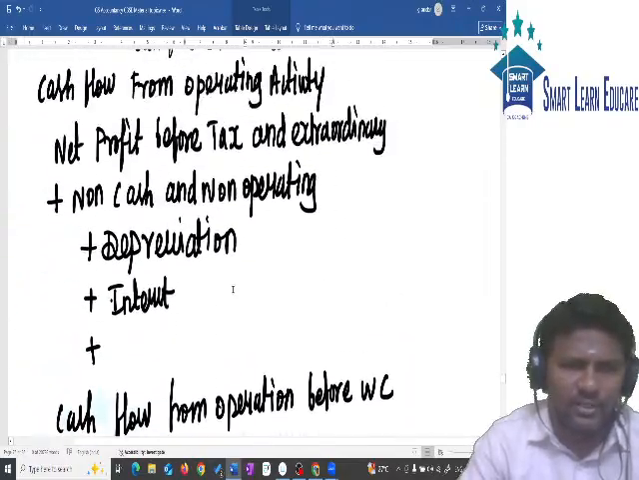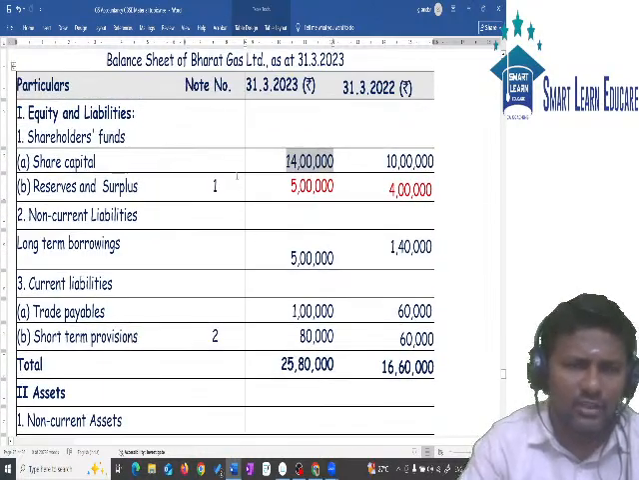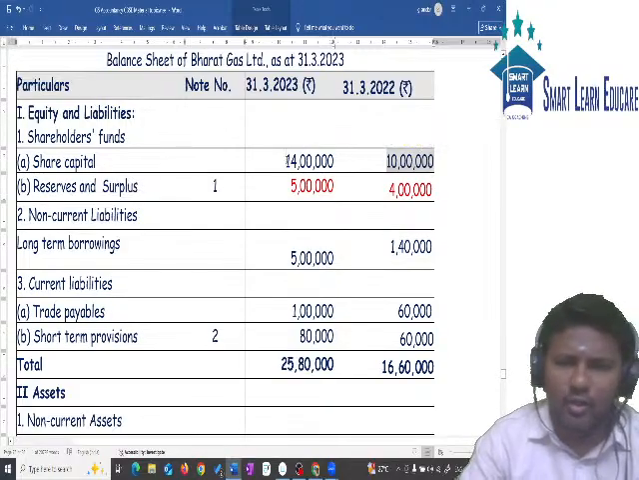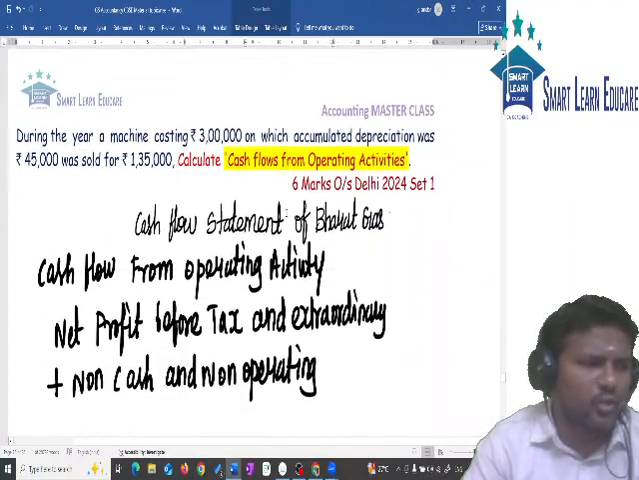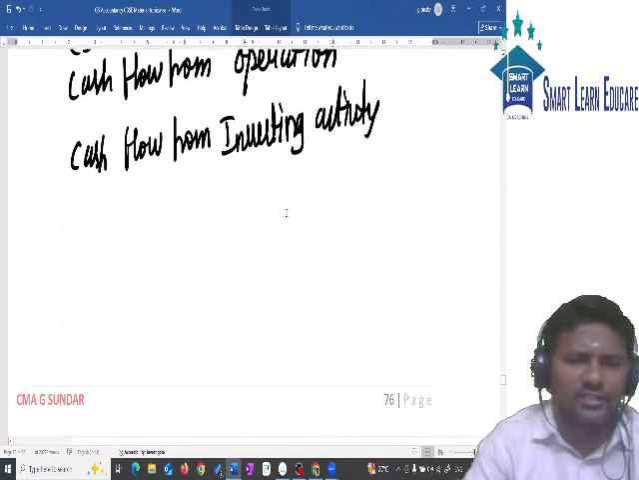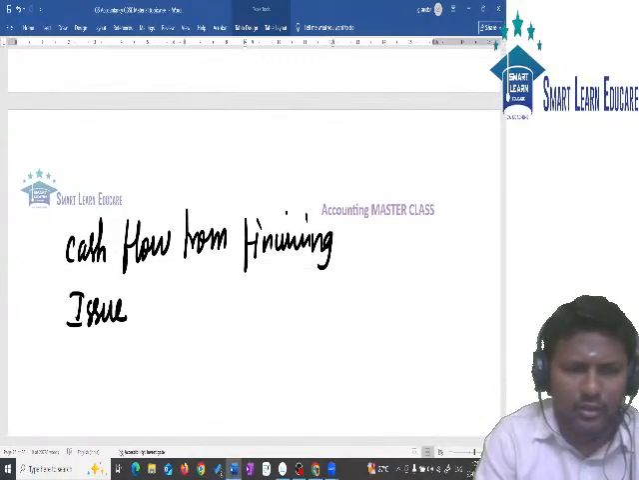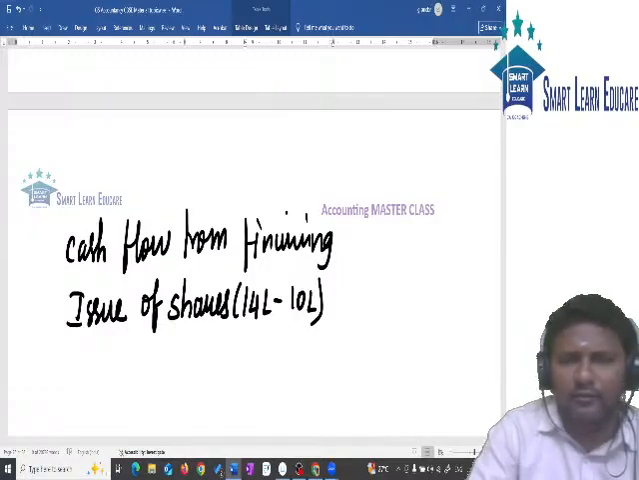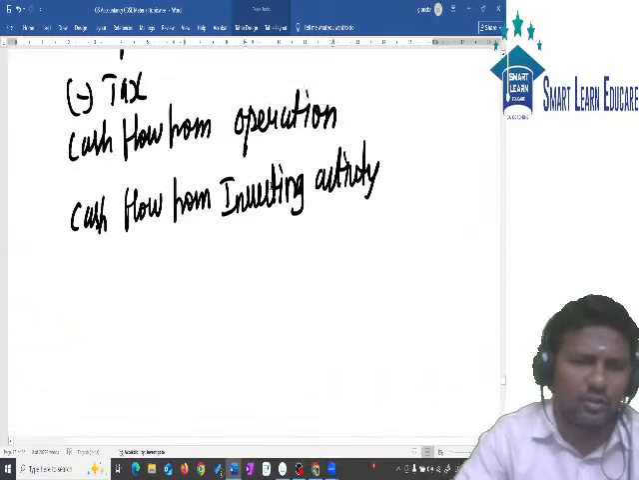Now the first information. What is the first information in this question? Share capital. Opening balance of share capital is 10 lakh. Closing balance of share capital is 14 lakh. It means shares are issued. Issue of shares: 14 lakh minus 10 lakh will give you 4 lakh. First one over.